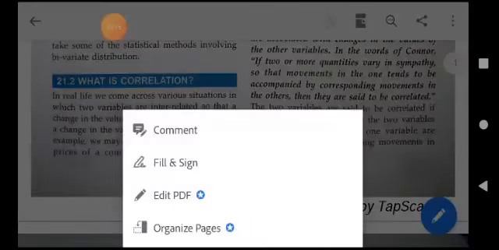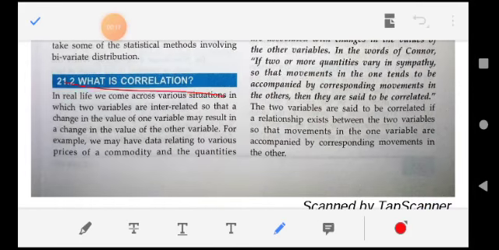What is correlation? First of all, what is correlation? In real life, we come across various situations in which two variables are interrelated, so that a change in the value of one variable may result in a change in the value of the other variable. So, correlation means relationship between two variables.